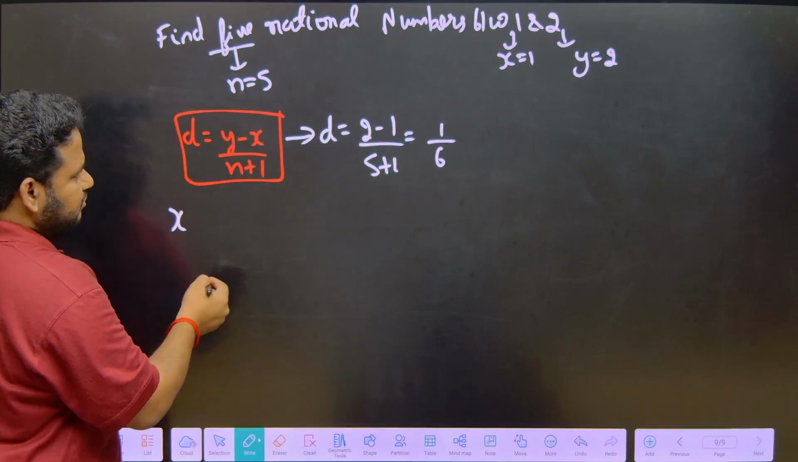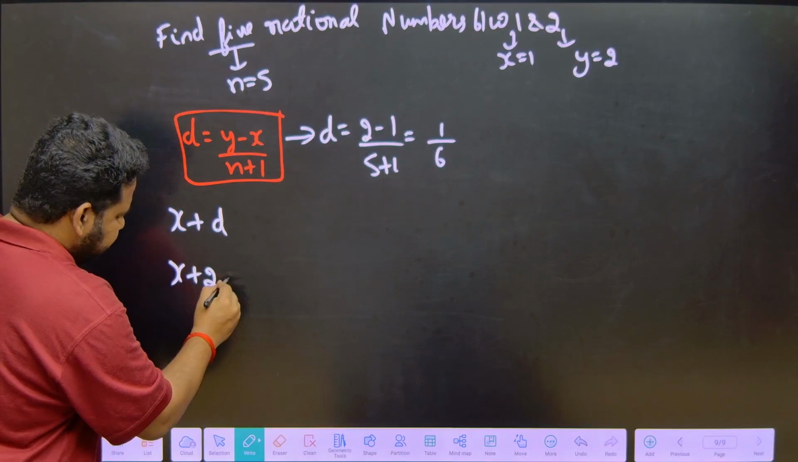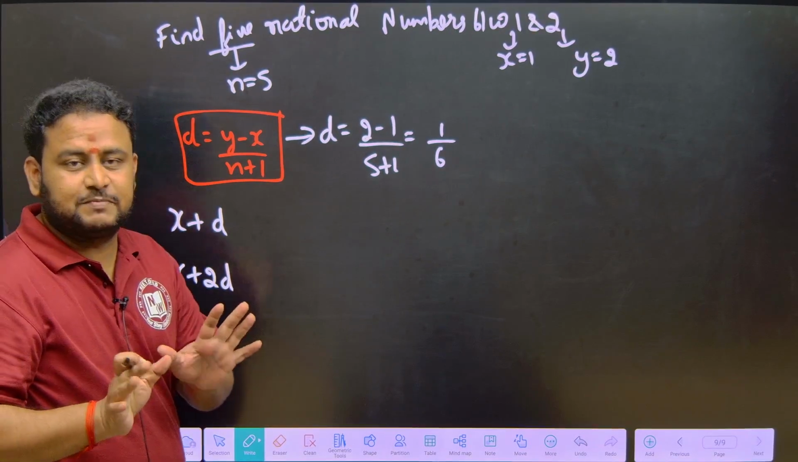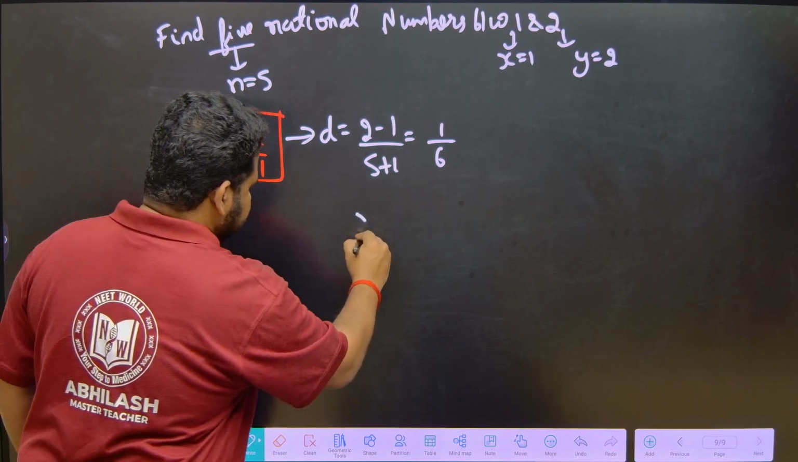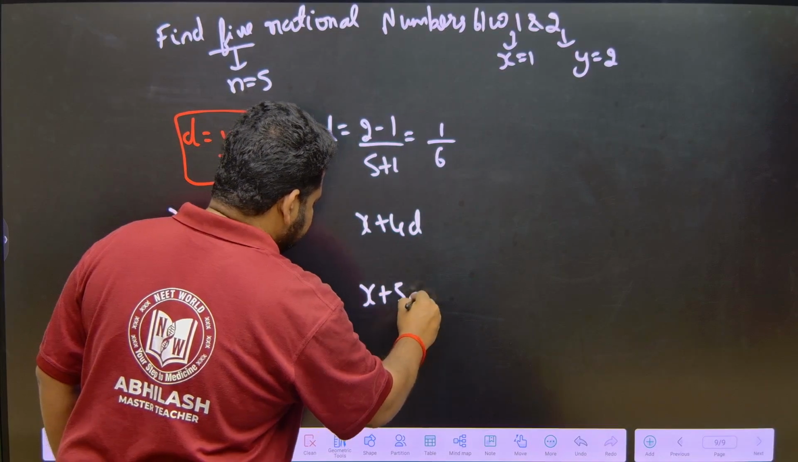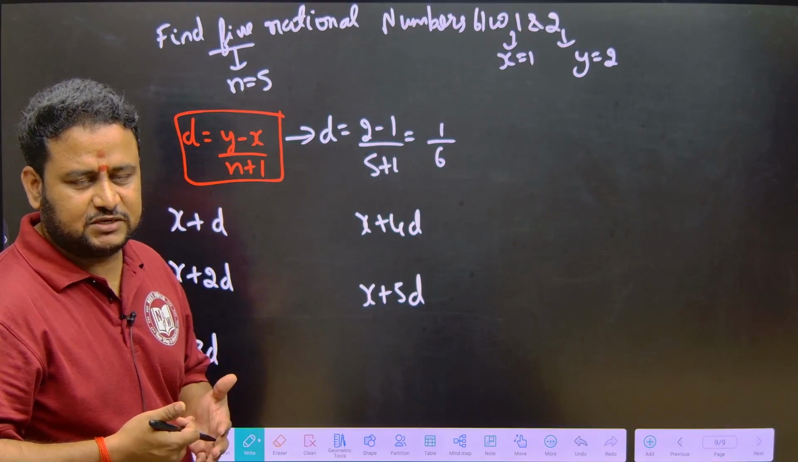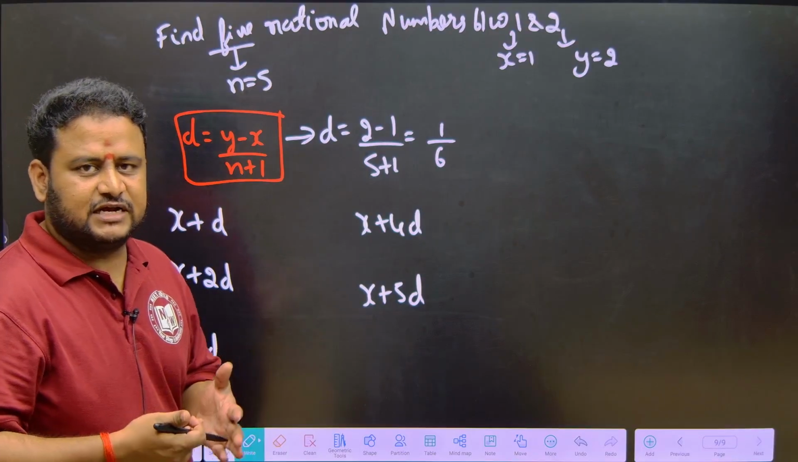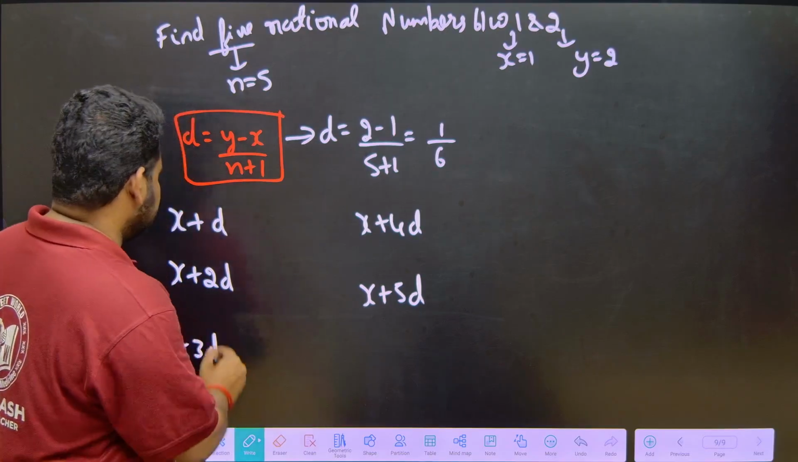First number we have to add d to the first number, that will be x plus d. Next is x plus 2d. Next is x plus 3d. Then x plus 4d. Then x plus 5d. So, for 5 rational numbers you have to find up to x plus 5d. 10 rational numbers means up to x plus 10d. 20 rational numbers means up to x plus 20d.